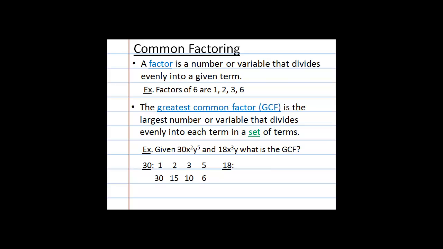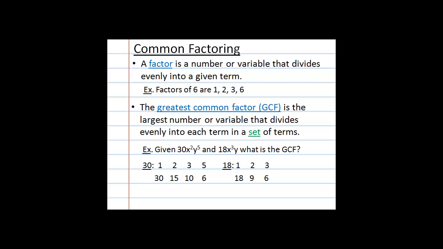The next thing I want to look at is now factors of 18. Looking at factors of 18, we'll start off again. We'll pair them up. 1 times 18, that's going to give me 18. I have 2 times 9, as well as 3 times 6. So now I have all the factors of 30 as well as all the factors of 18.